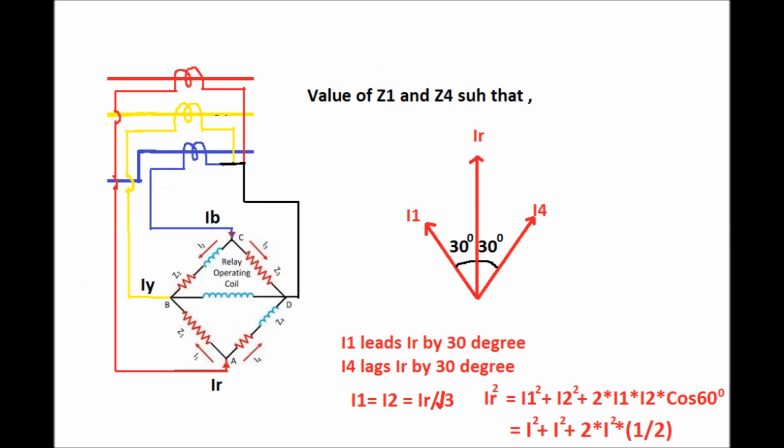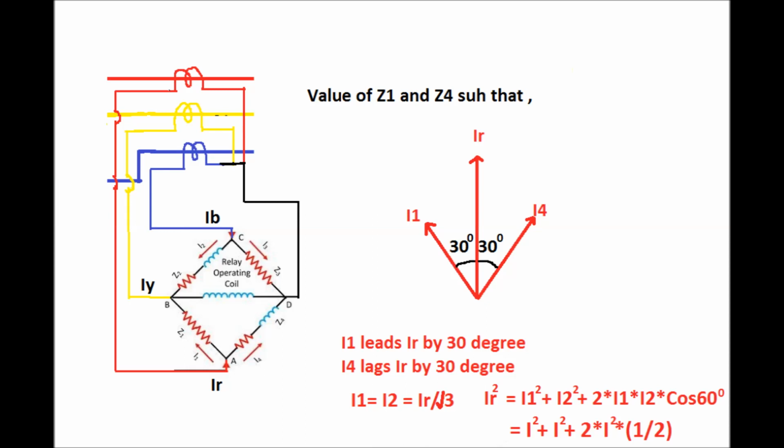Here the diagram has been shown for the negative sequence relay. Here we can see that a bridge circuit arrangement has been taken for the negative sequence relay, where there are four terminals A, B, C and D. Terminal A is taken for the red phase CT secondary circuit, terminal B is taken for the Y phase CT secondary circuit, and terminal C is taken for the blue phase CT secondary circuit.